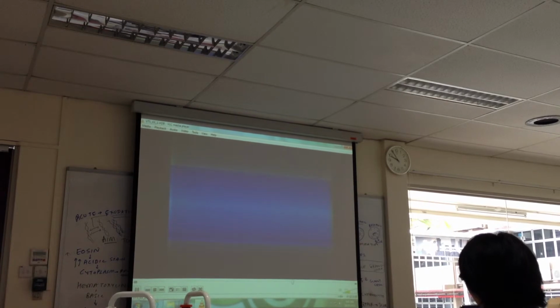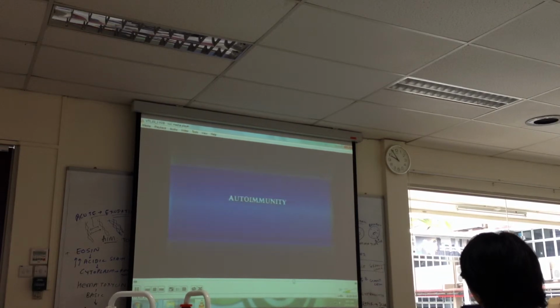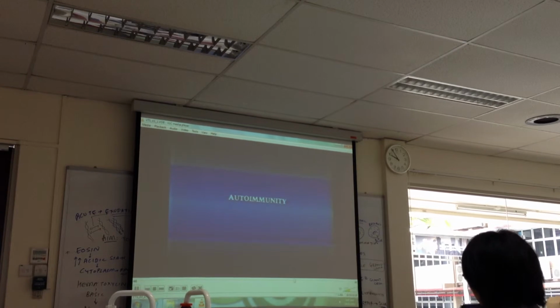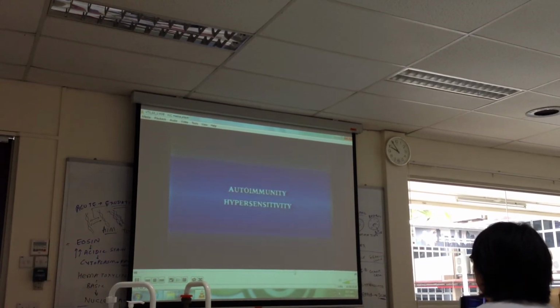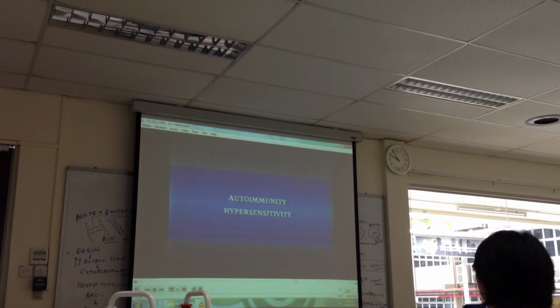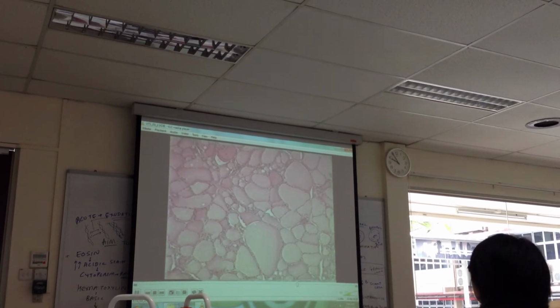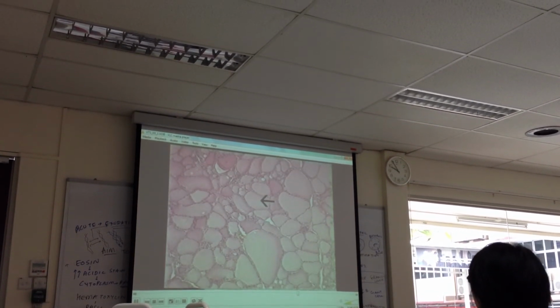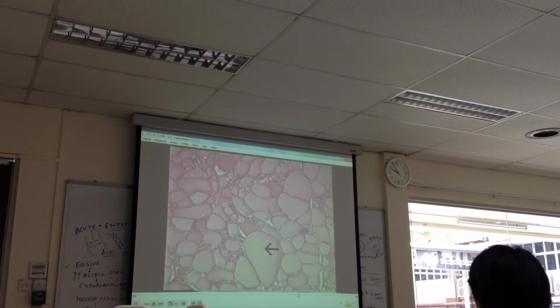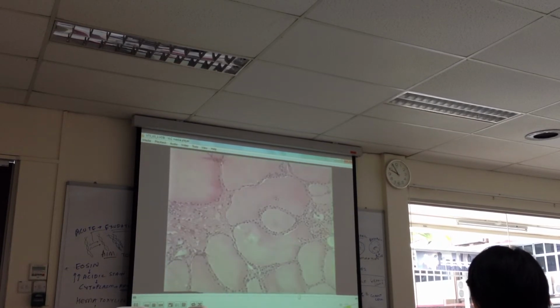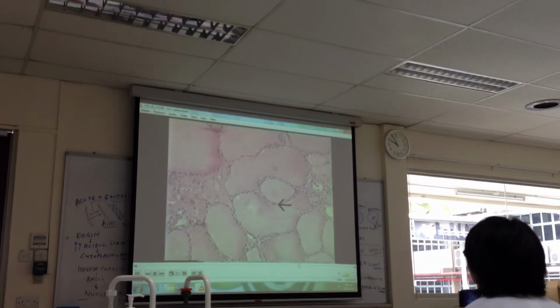Sometimes the immune response itself has harmful effects. It may react against the body's own tissues, autoimmunity, or it may react excessively to the antigen, hypersensitivity. Such reactions are often manifest as chronic inflammation. This is normal thyroid gland. This pink material is colloid, namely thyroglobulin. Each follicle is lined by cuboidal epithelium.